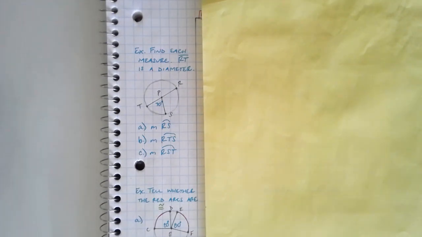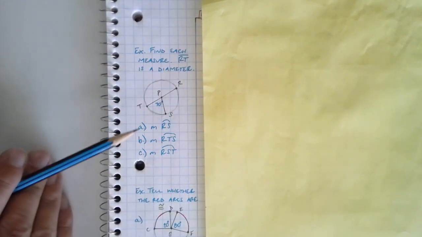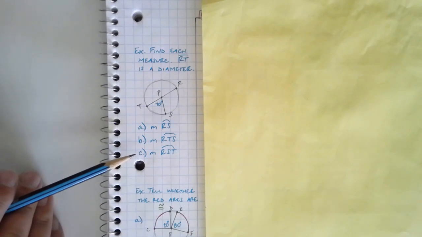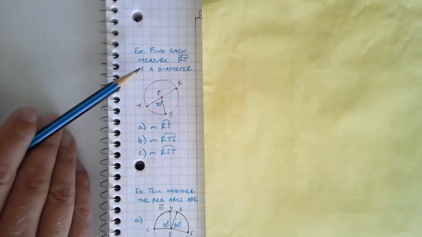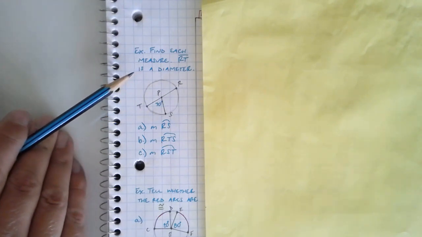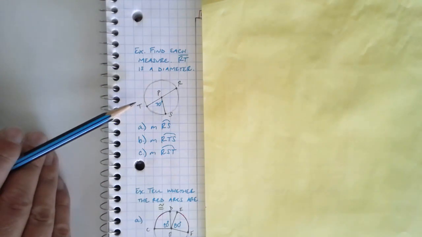assuming I've been given enough information. All right, so in this diagram, I'm asked to find each measurement. There'll be an A, B, and C. I'll get to those in a second. Initially, we're told the following. We are given the diagram, and we're told that segment RT, R to T, is the diameter of this circle.